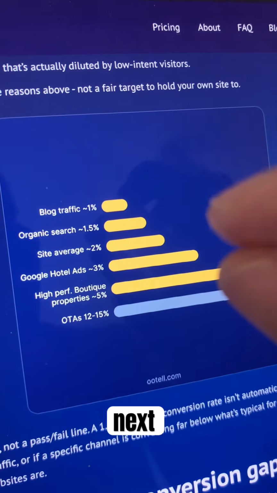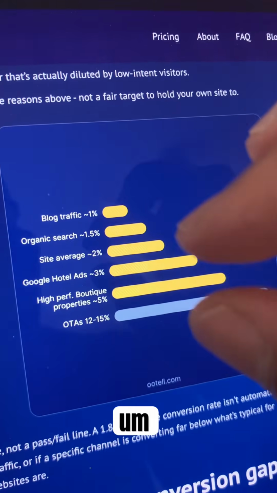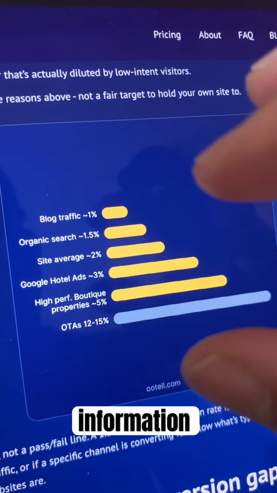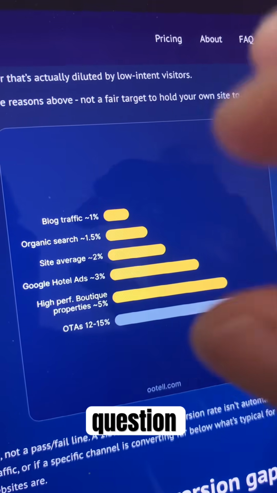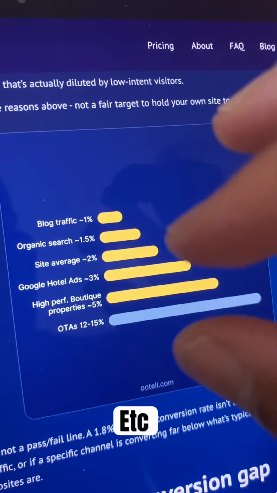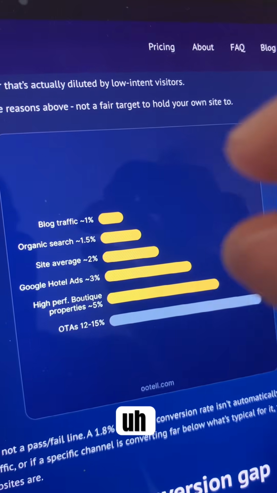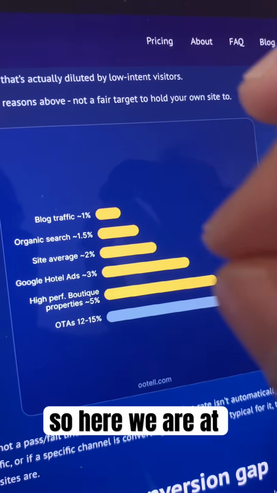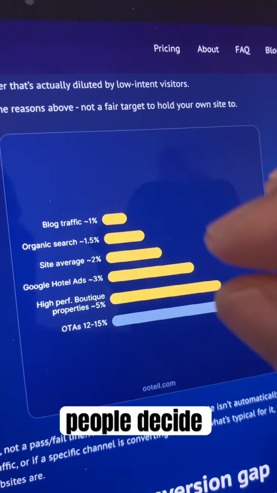Now, next we have here a boutique hotel website that is different from that average website over here, because that website presents information in a way that is a lot easier to consume. So the person finds answers to all questions. It can book a room a lot faster, etc. So the way the information is presented here on that high-performing boutique website is a lot more convenient for the guest. So here we are at 5% conversion rate. So out of 100 people, 5 people decide to book a room.